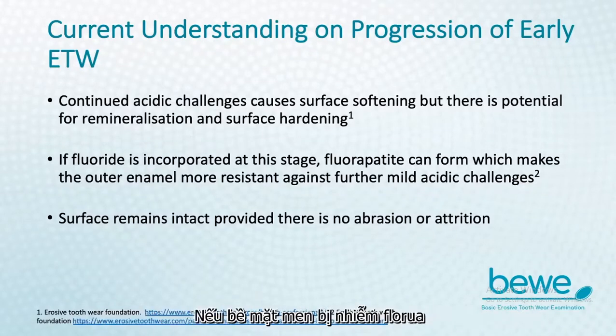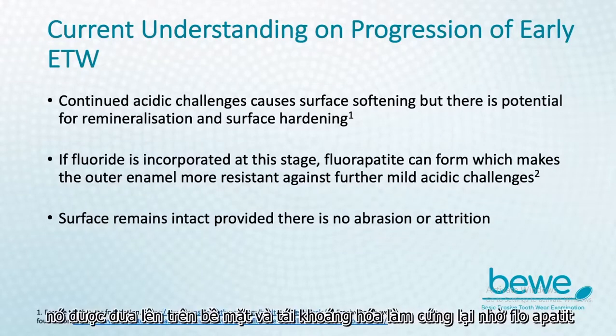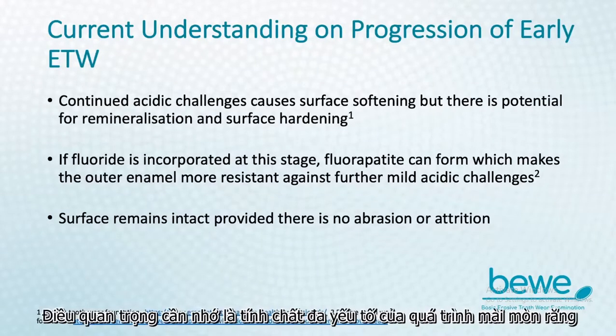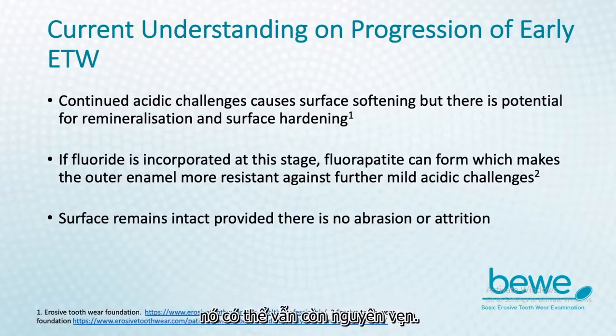If the enamel surface is exposed to fluoride, for example from a toothpaste or mouthwash, it is taken up onto the surface and reharden, remineralization, resulting in fluorapatite, which is more resistant to further erosive challenges than the original enamel. It is important to remember the multifactorial nature of erosive toothwear, as if the surface softened enamel is not exposed to mechanical forces from abrasion or attrition, it can remain intact.